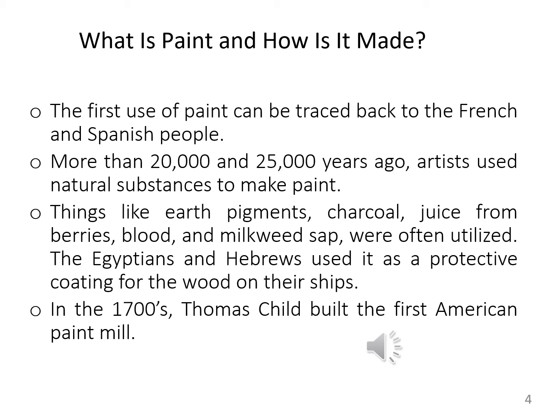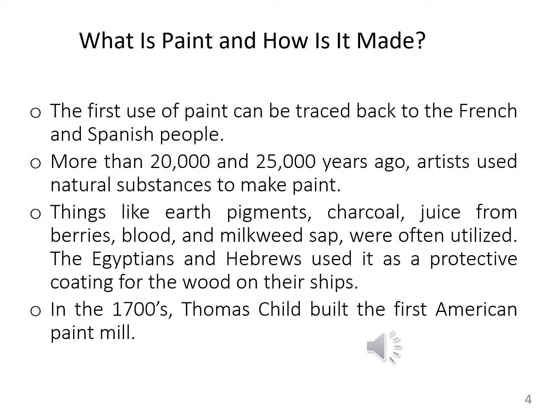Blood and milkweed sap were also utilized for the purpose of manufacturing of paints. The Egyptians and Hebrews used it as a protective coating for the wood on their ships. So after French and Spanish people, the paints were utilized by some Egyptian people, and they used paints as a coating. The paints were used as a protective coating of wood.